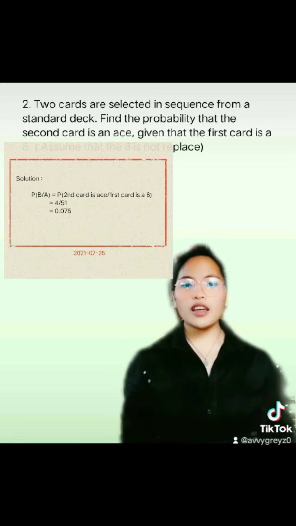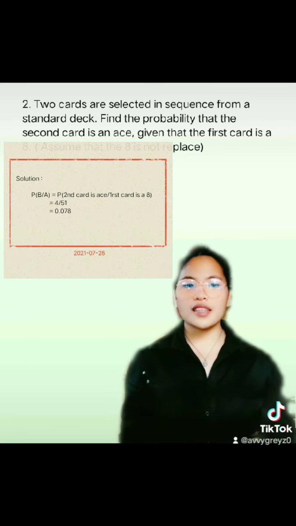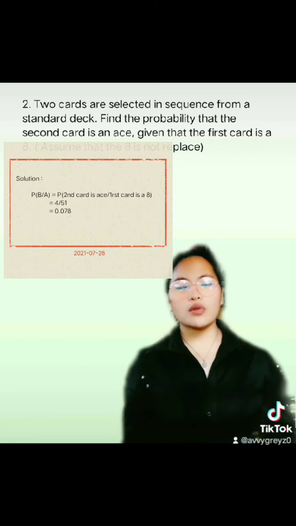The probability of B given A, which is the probability that the second card is an ace given that the first card is an 8, is equal to 4 over 51, which is equal to 0.078.